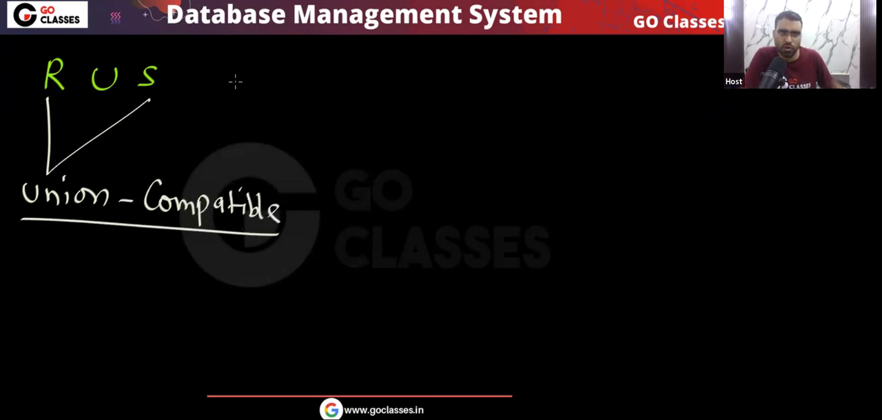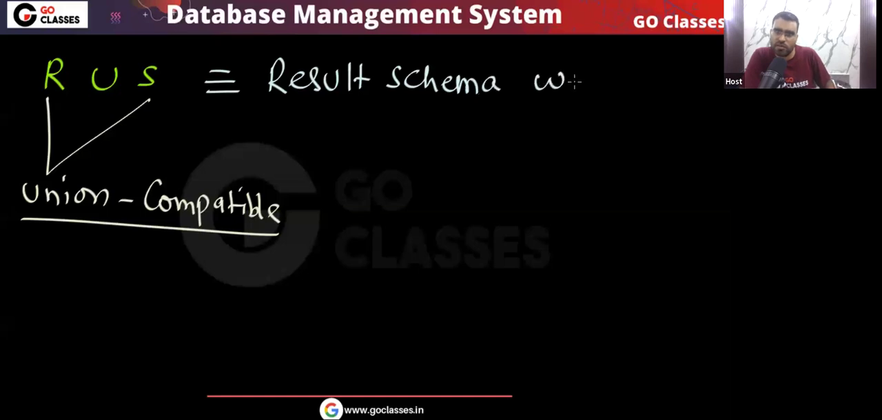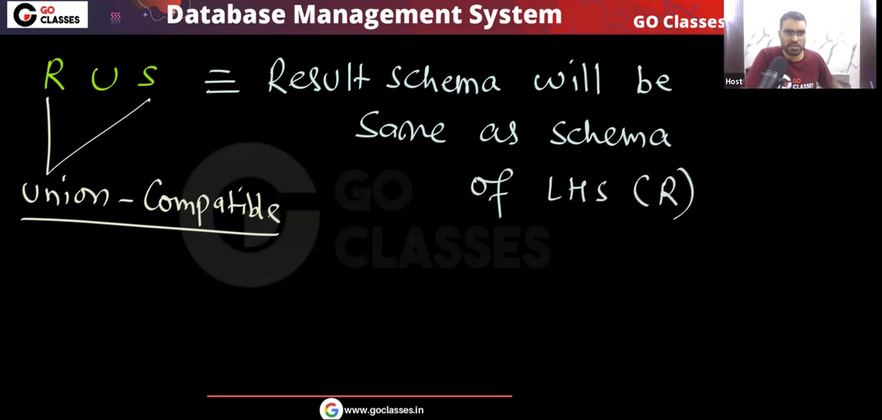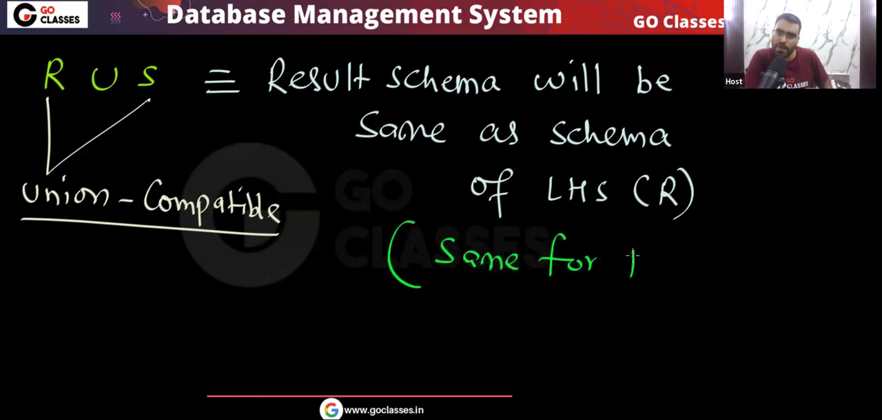Now, if you do R union S, then remember the resulting schema will be same as R. Okay, the result schema will be same as schema of R. The result schema will be same as schema of LHS basically. Schema of LHS, that means R. Okay, is this clear? The same thing you can do for R intersection S and R minus S. Okay, the schema will be same as R. So I can say same for R intersection S and R minus S.